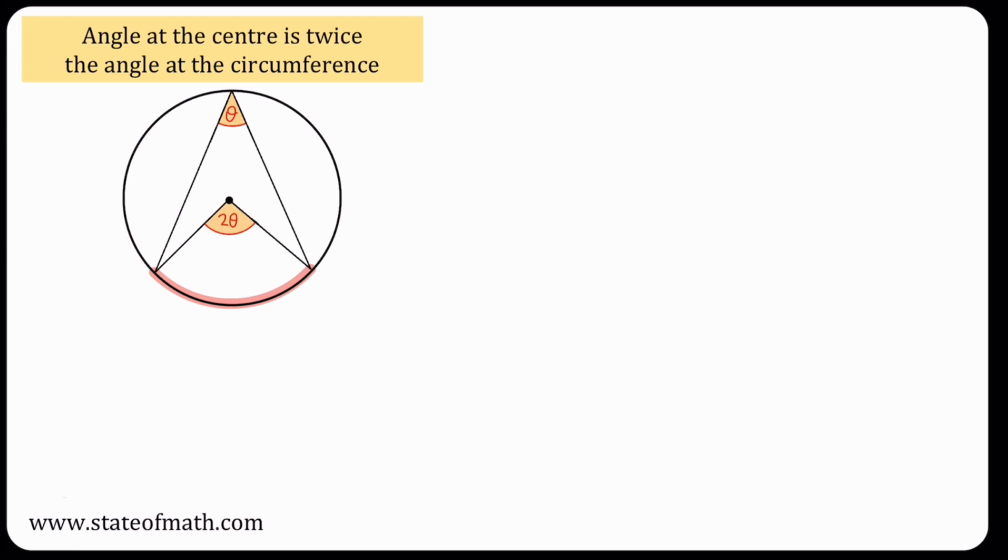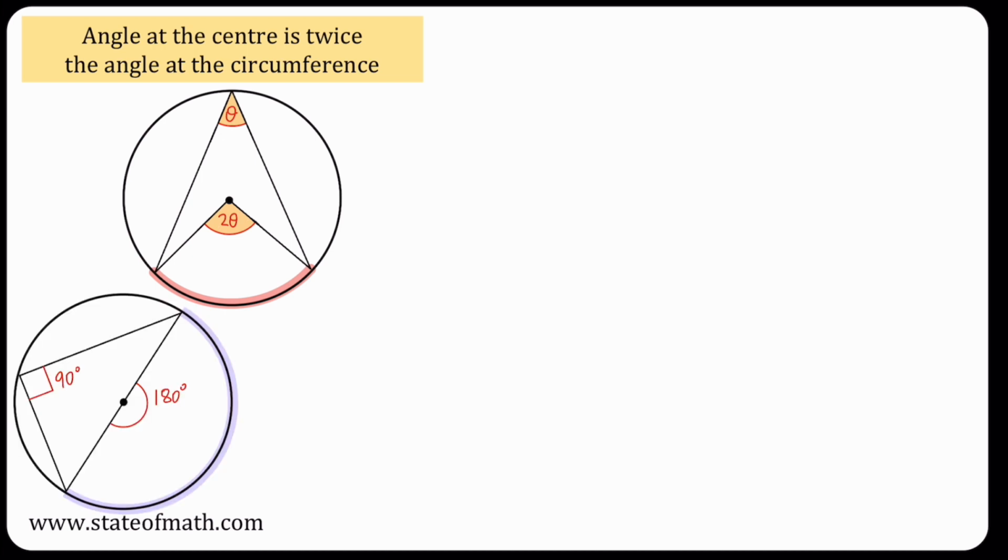Now, if this arc happens to be a semicircle, so we're looking at this scenario here, then the angle at the center is 180 degrees, which means that the angle at the circumference is going to be 90 degrees, which leads to this nice conclusion that the angle in a semicircle is going to be 90 degrees.